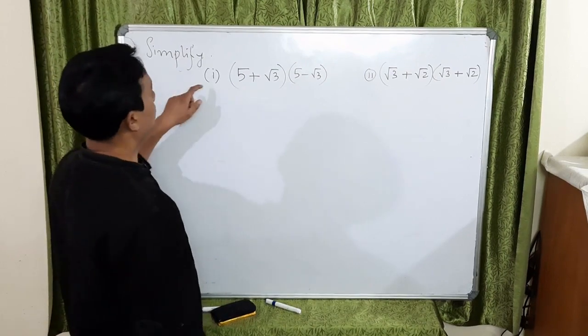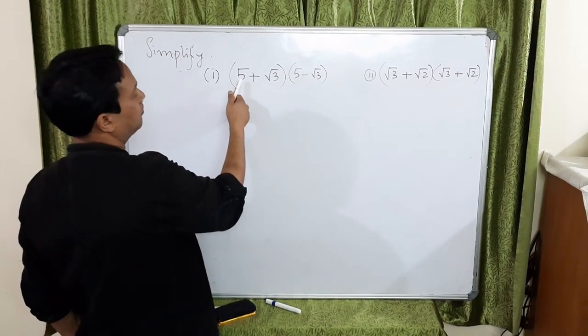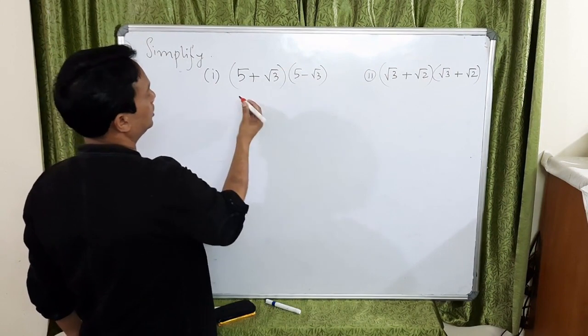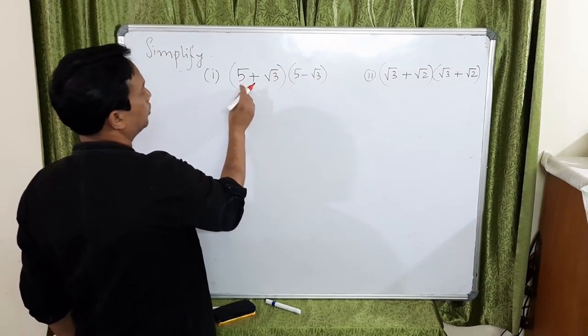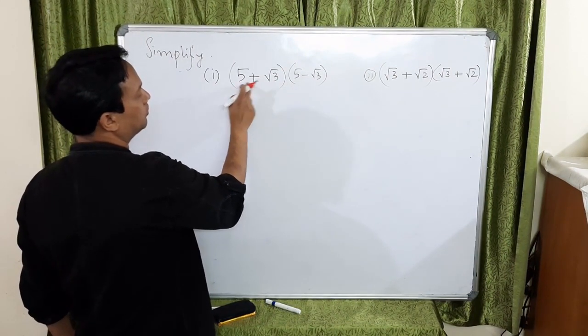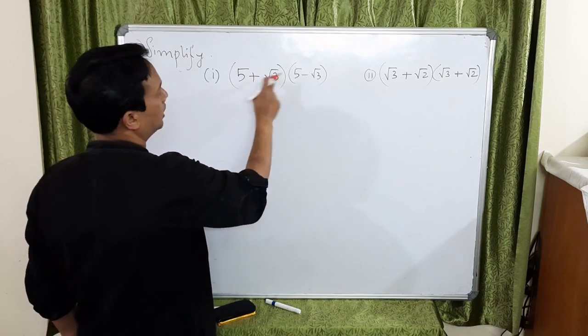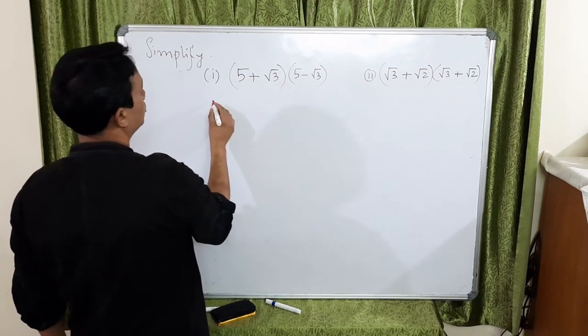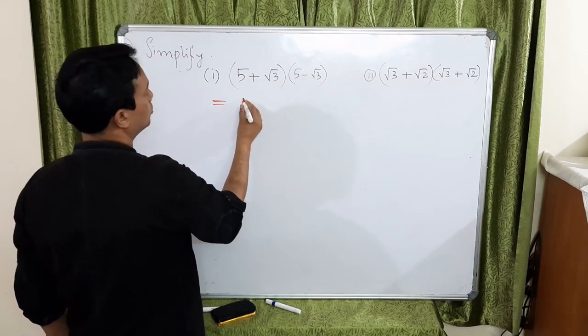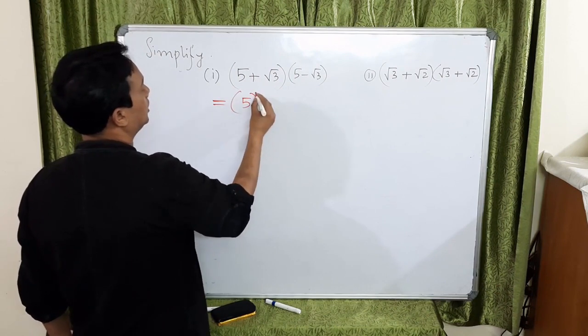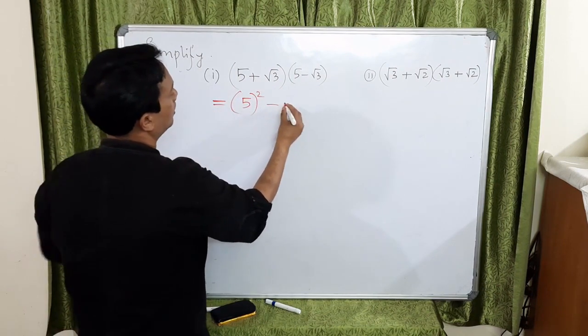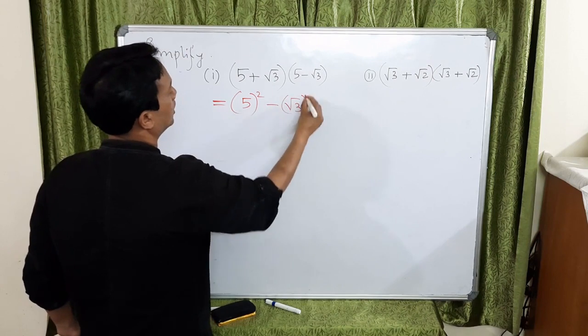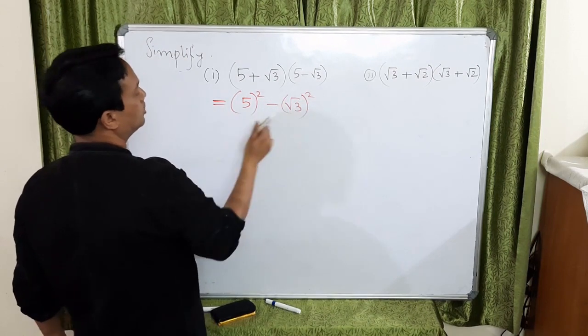Now let's look at this question. We have to simplify 5 plus root 3 and 5 minus root 3. So we are multiplying here. These numbers are in the form of a plus b and a minus b. One plus and one minus, and the numbers are same. So we know it's the a square minus b square formula. So it will be a square, that is 5 square, minus b square. A plus b times a minus b is a square minus b square.